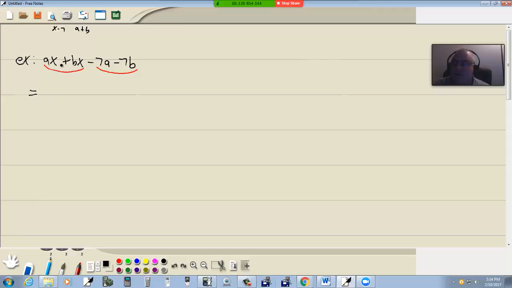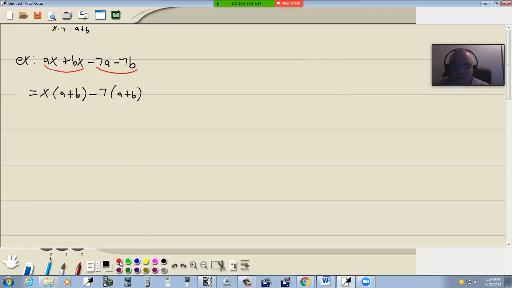Now our first 2 terms, our first group, we take a look at it, see if they have a GCF, and they do. They both have an x. So I'll factor out an x. And that gives us a plus b. Then we look at our second group, and we'll look for the GCF. Well, they're both divisible by 7, and the first term is negative. So I'll factor out a negative 7, and that gives us a plus b.